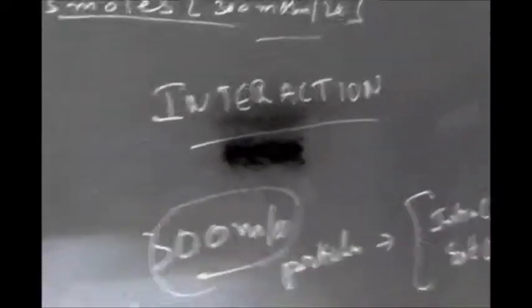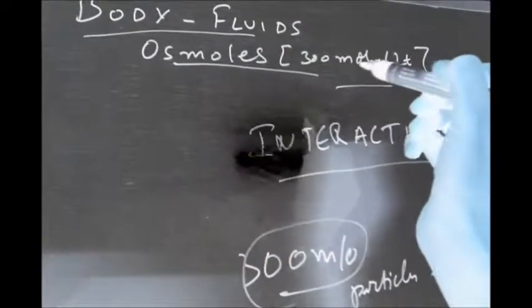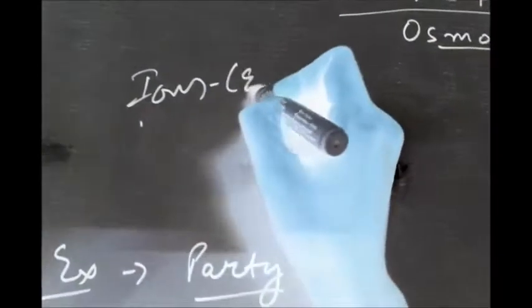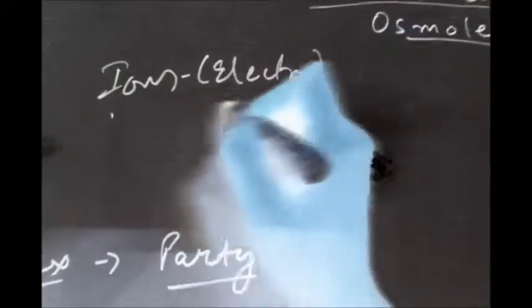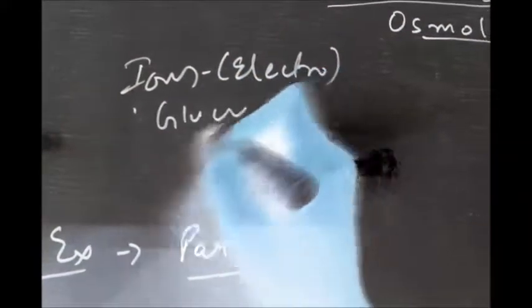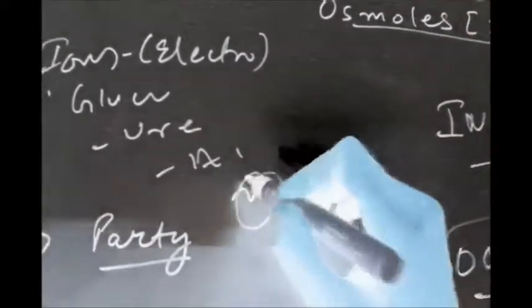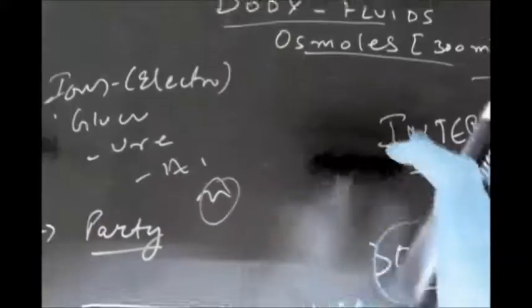In a nutshell, we can say that these 300 milliosmoles may be ions, or in a broader sense electrolytes, and may be glucose, urea, ADP, ATP, and n number of particles. So this much concentration is in the ICF or ECF, which maintains the osmolarity of the blood.